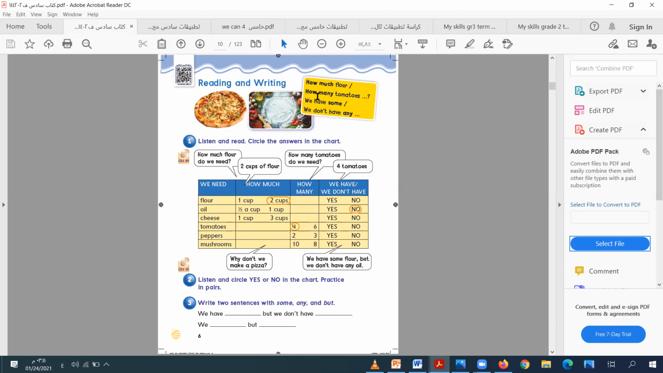So, as I told you before, how many is used for countable nouns. The nouns that have singular and plural, like pen, tomato, book, class, man, and so on. But how much is used for uncountable nouns?